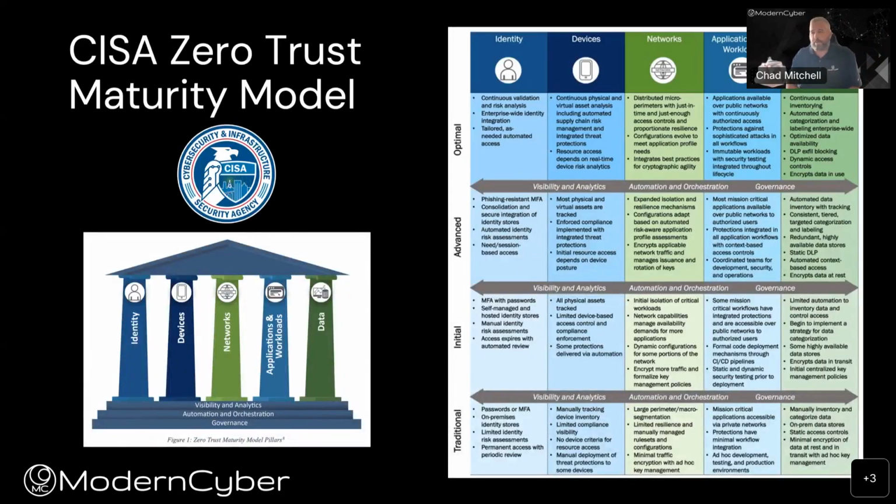So again, the 5 pillars that you saw previously, but on the right-hand side is where you see the breakdown of, okay, within each of these pillars, if you are doing X, Y, or Z, then you're going to fall into the traditional or the advanced or the optimal stage. Now, best of both worlds is to have everything be at optimal, right? But the reality and the complexity and the cost of being at optimal may not be a fit. And we'll talk about that a little bit here. But the one thing I also like to highlight on this is that you see how no matter what tier you're at, visibility and analytics and automation and orchestration and governance extend across all of the pillars.